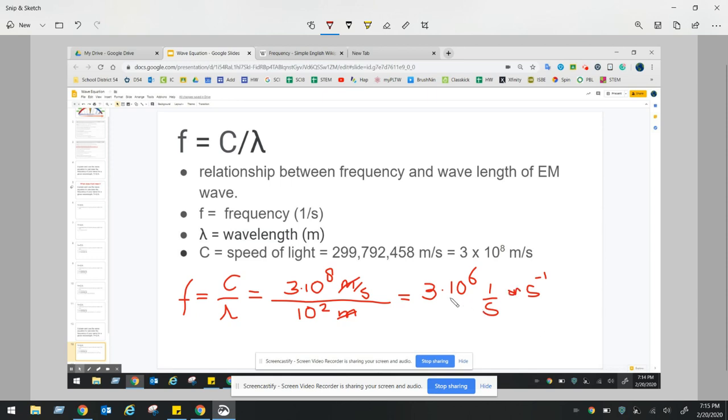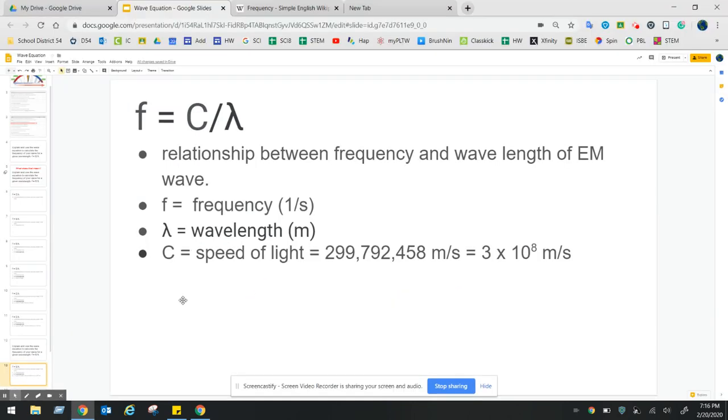So we get 3 times 10 to the 6th. In other words, 3 million waves, each of a length of 100 meters, are passing through a certain point. That's a lot, right? That's crazy much. All right, let's do another example. I hope this helps so far.